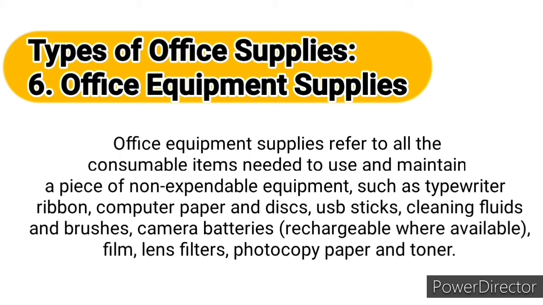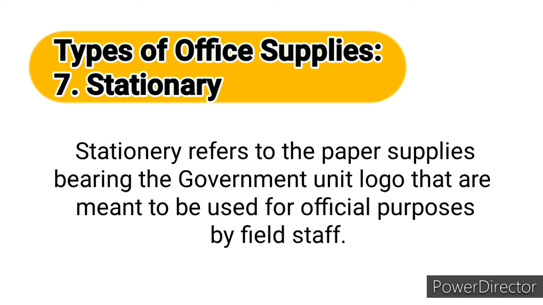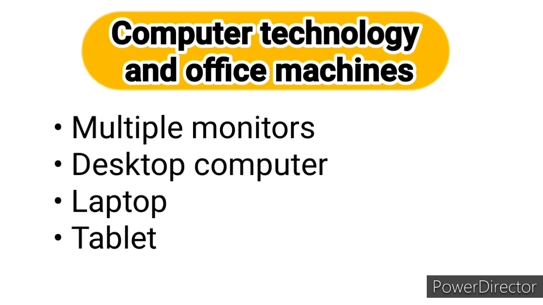It refers to all the consumable items needed to use and maintain a piece of non-expendable equipment, such as typewriter ribbon, computer paper and disks, USB sticks, cleaning fluid and brushes, camera batteries, rechargeable where available, film, lens filters, photocopy paper, and toner. The next one is the stationery. Stationery refers to the paper supplies bearing the government unit logo that are meant to be used for official purposes by field staff. The next one is the computer technology and office machines.